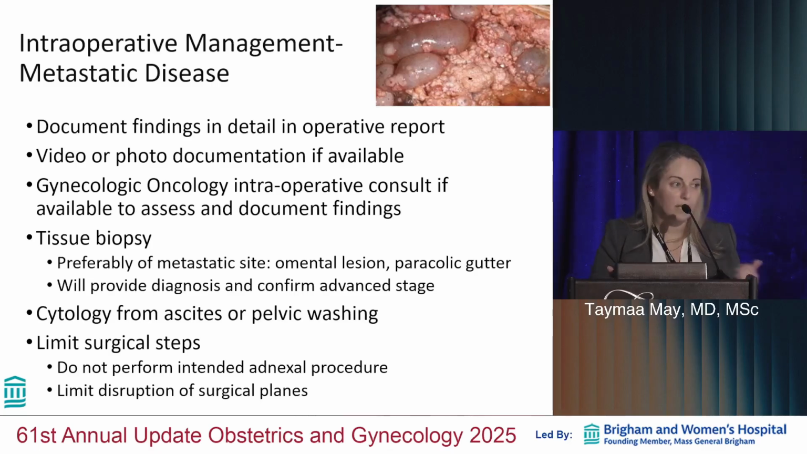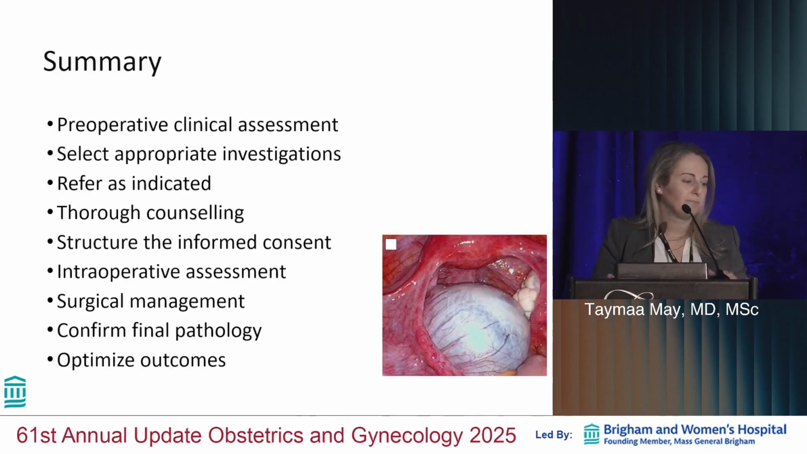Cytology is helpful, so you can aspirate ascites and do washings, and then limit the rest of the procedure. Do not remove the ovary that you were intending to. Try not to disrupt too many planes. Don't say, let me open the retroperitoneum and see if they have nodes. We will still take them back, either for primary debulking or for interval debulking after chemotherapy. So documentation is the most important in this situation.